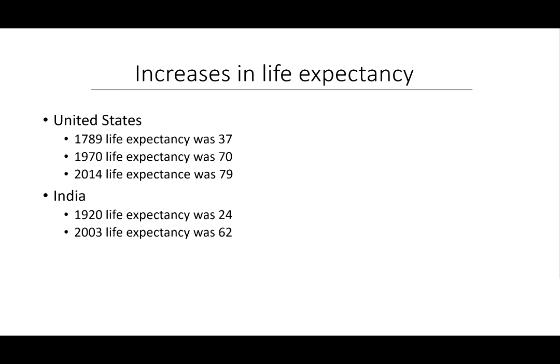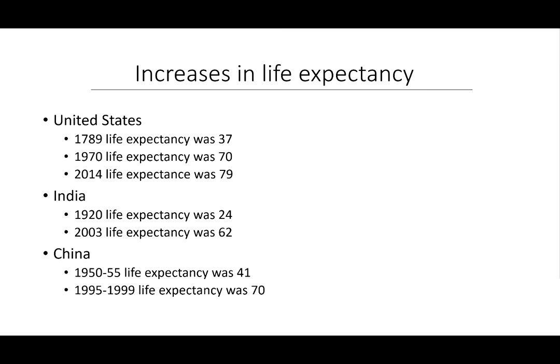So, for example, in the United States, in 1789, life expectancy was 37. In 1970, life expectancy was 70. And in 2014, life expectancy, oh, I misspelled it, sorry, was 79. This life expectancy in the United States is actually going down right now. So we're kind of on an odd trajectory. We don't quite accord as much with what's happening in other developed economies.